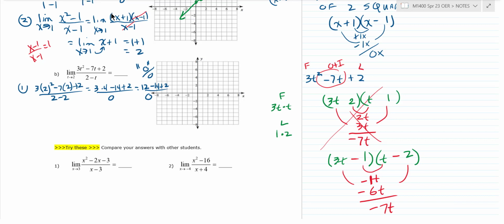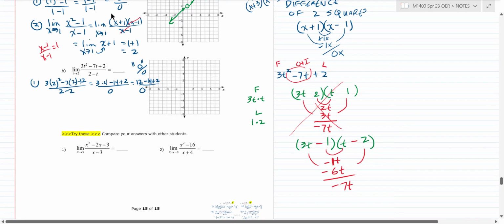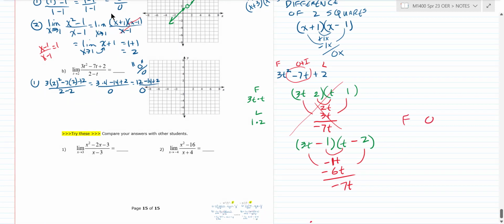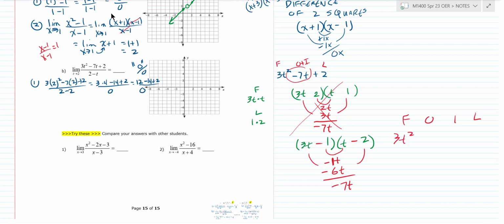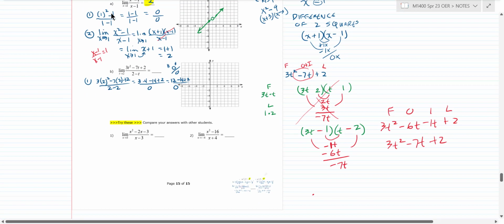And if you go through and do all of the steps from FOIL on this, and I think anytime you factor anything, you've got the power to tell if you're right. Just find out if you're right. First term, 3 times t, 3t squared. We know that. Outside term, 3t times negative 2, negative 6t. Inside term, negative 1 times t, negative 1t. Last term, negative 1 times negative 2, positive 2. You get the combination of the outer and inner, and you're back to where you began. You've got the power. Take advantage of your superpower.